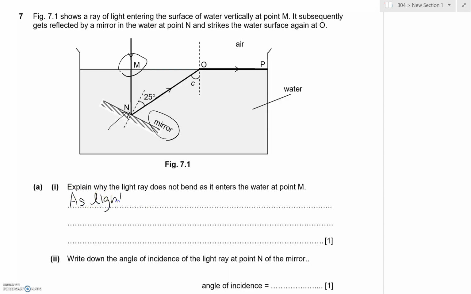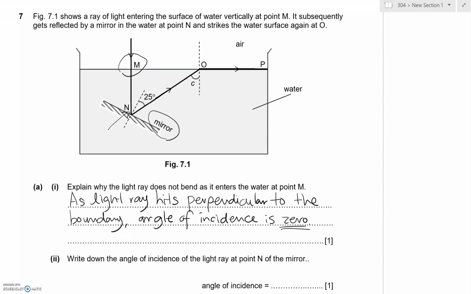As the light ray hits perpendicular to the boundary, the angle of incidence is 0. Sometimes for exams you can write that the angle of incidence is 0 and you get the mark. Okay? Can we move on? Don't have to, but this is just for understanding.